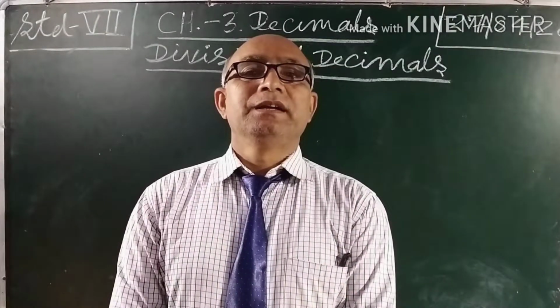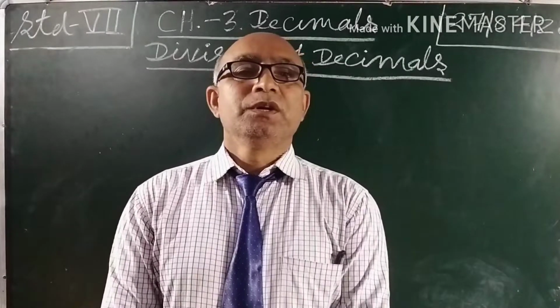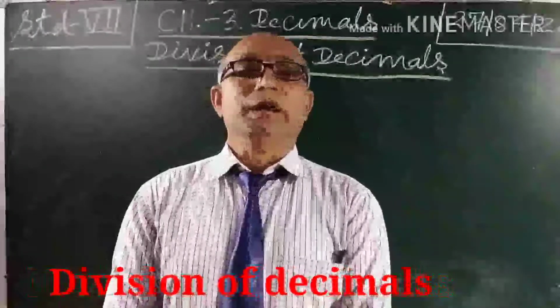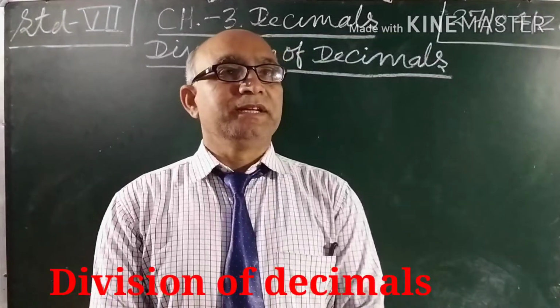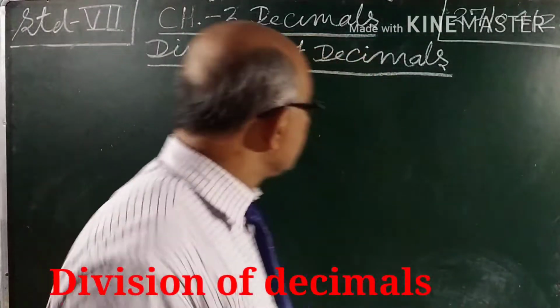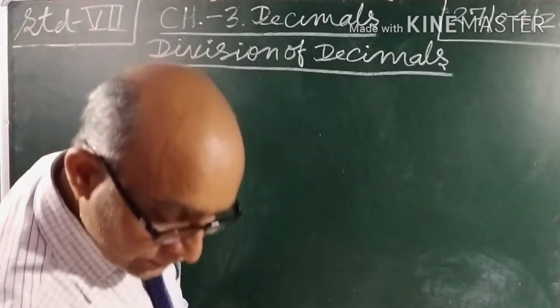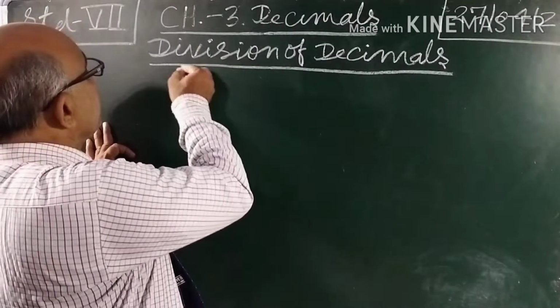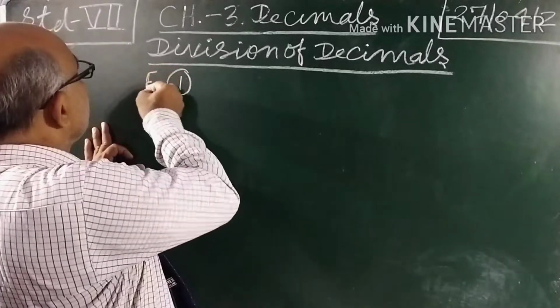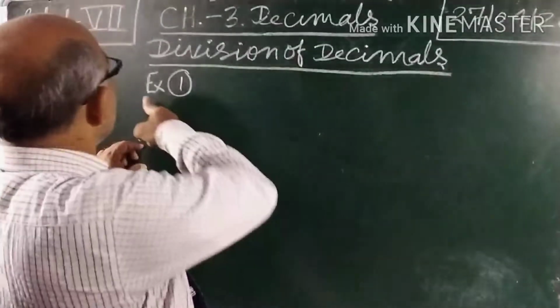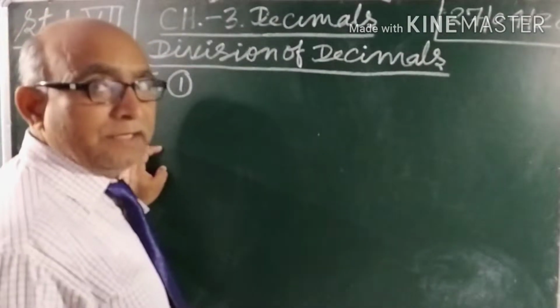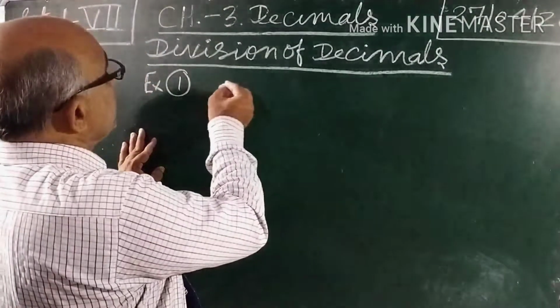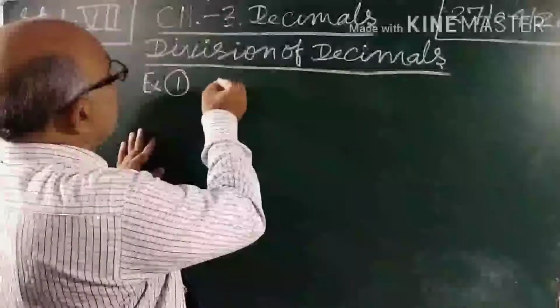Today, I shall discuss with you division of decimals of chapter 3, decimals. Division of decimals. Dear students, first of all, dividing a decimal number. Example: decimal numbers divided by 10, 100 and 1000. Write one decimal number.